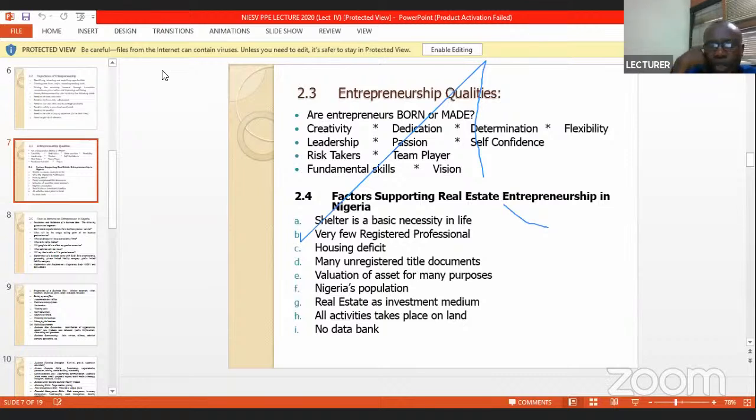The next one, which is also very interesting, is that all activities in the world take place on land. There's nothing that you do that doesn't take place on land. And that means your services will be renewed from time to time to help in land matters, land-related issues.